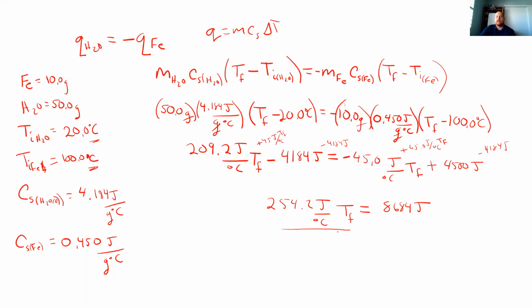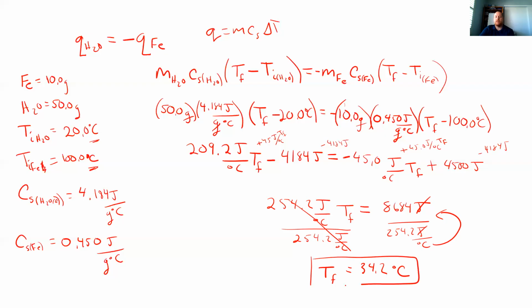And so then we just have to divide each side by the 254.2 joules per degree C. And our joules will cancel out. The joules will cancel out. Degrees C will flip into the numerator. Our final temperature will be 34.2 degrees Celsius.